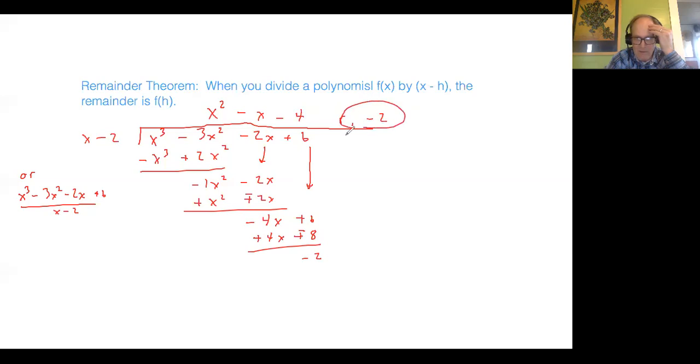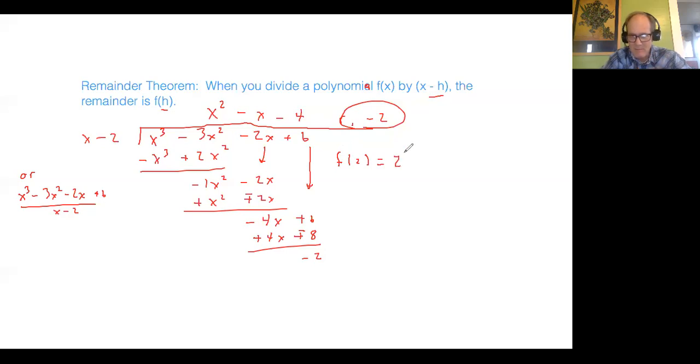There's my remainder. Now, according to the theorem, the remainder theorem says when you divide a polynomial f of x by x minus h, the remainder is f of h. Now notice this is minus h, this is positive h here. So let's do that. Let's take f of 2 and plug it in here.